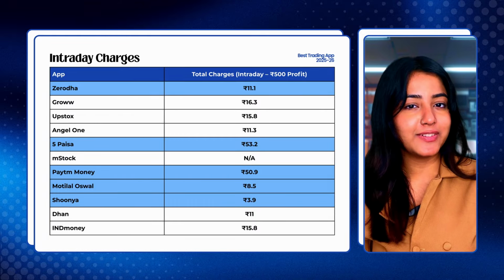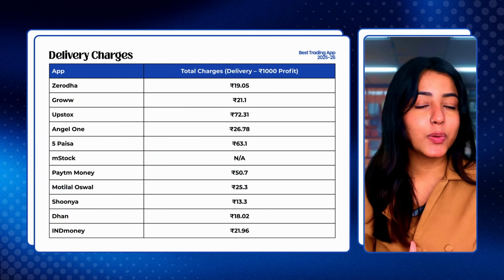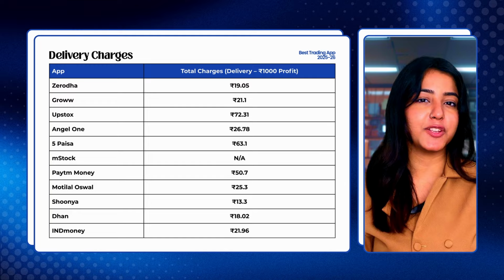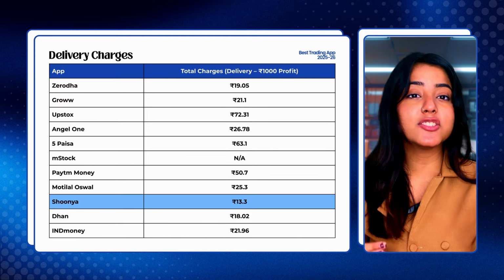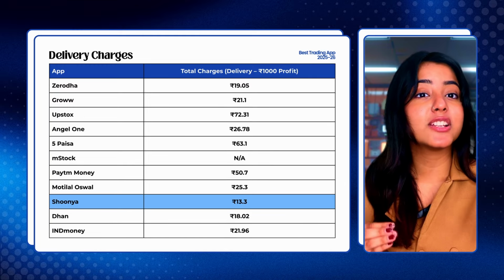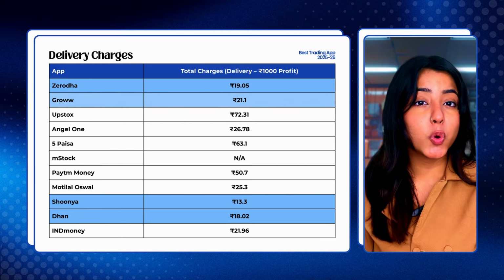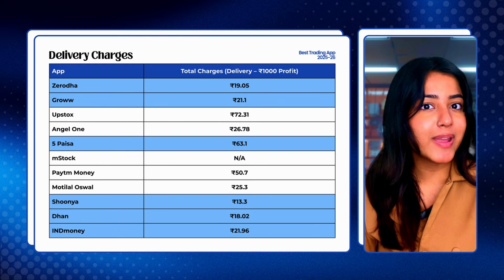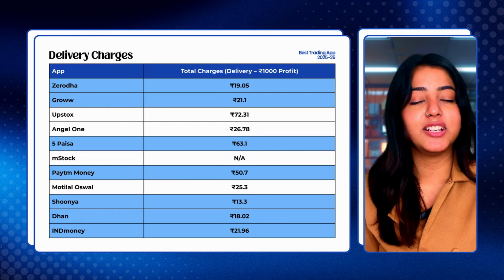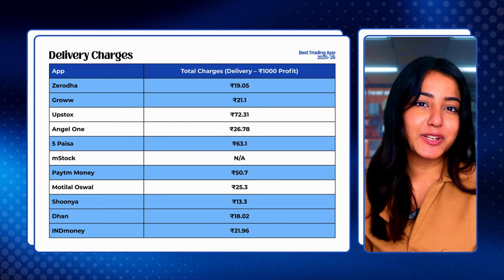I did the same activity for delivery charges, where I calculated for a rupees 1000 profit scenario. Even in this case, Shunya is the cheapest, which we could tell from their charge structure. But Dhan is also quite decent, followed by Zerodha, Groww, and INDmoney. Again, 5Paisa and Paytm Money's charges are relatively too high. So the picture is starting to get clear now.